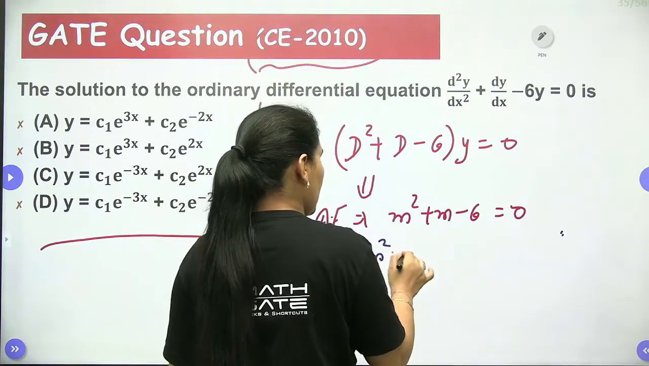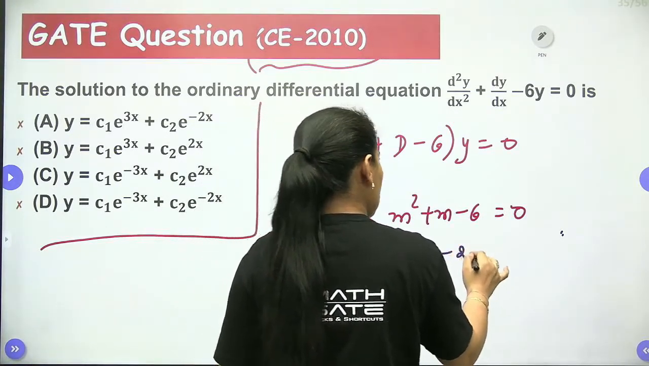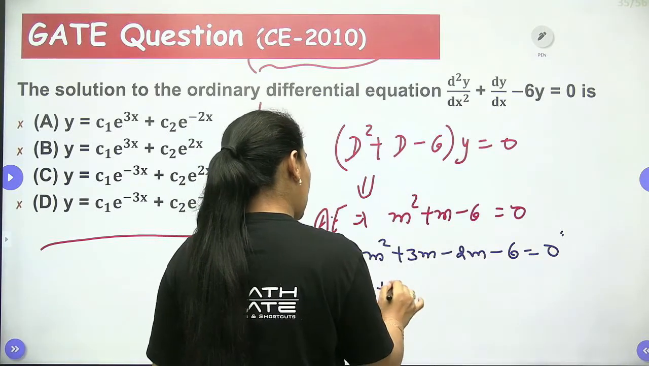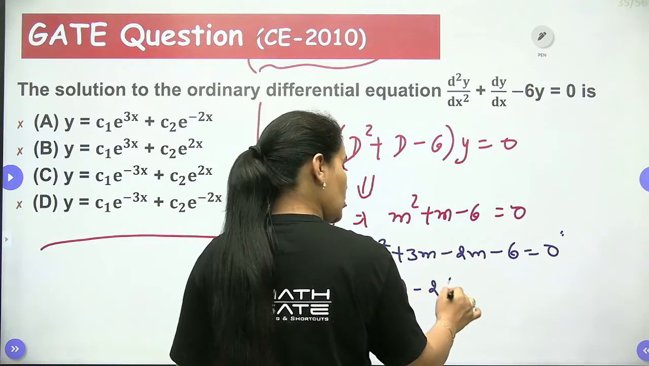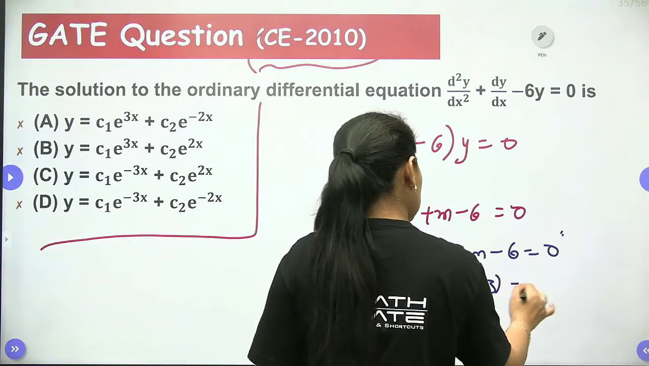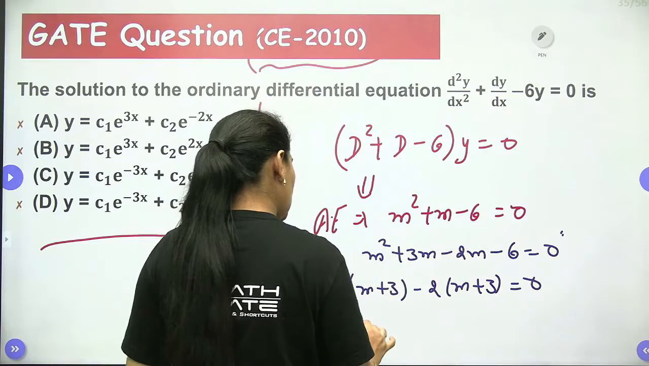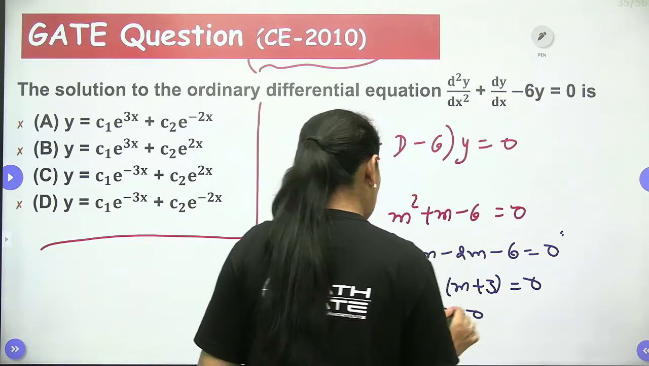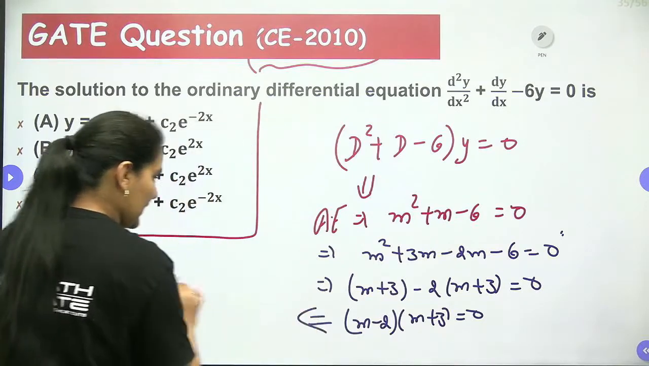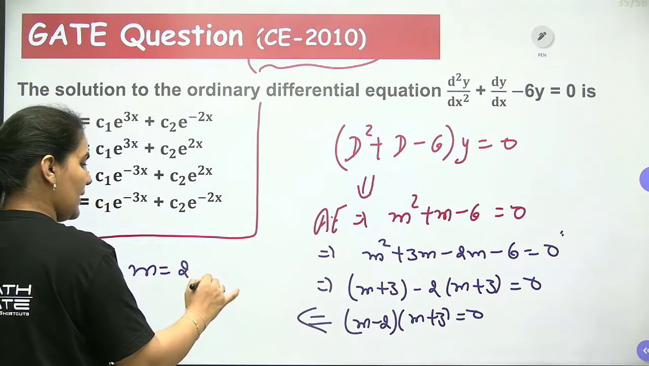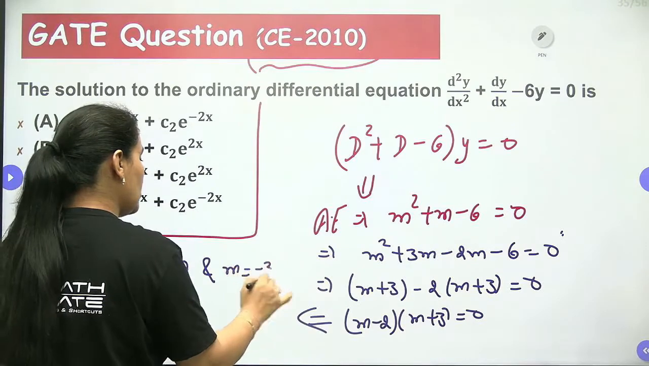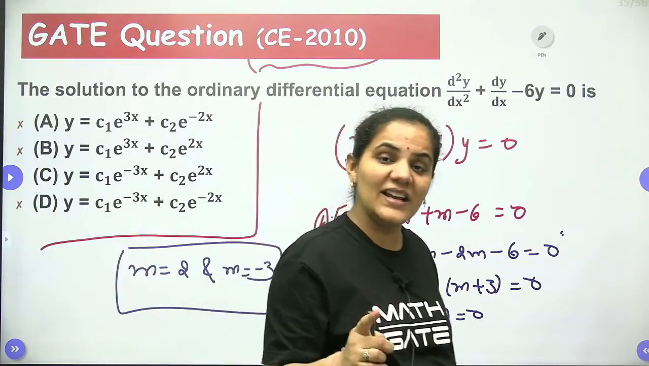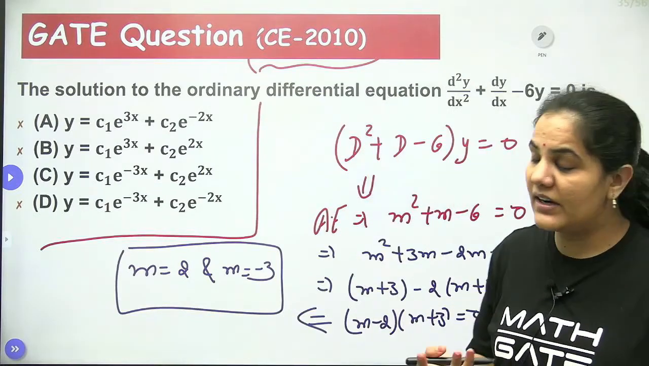So it will be m square plus 3m minus 2m minus 6 is equal to 0. You can take common, it will be m plus 3 into m minus 2 is equal to 0. Hence you will get m minus 2 and m plus 3 is equal to 0, guys. So we can conclude from here the roots will be m is equal to 2 and m is equal to minus 3. So when we have 2 roots which are real and different, dear students, what will be the CF?